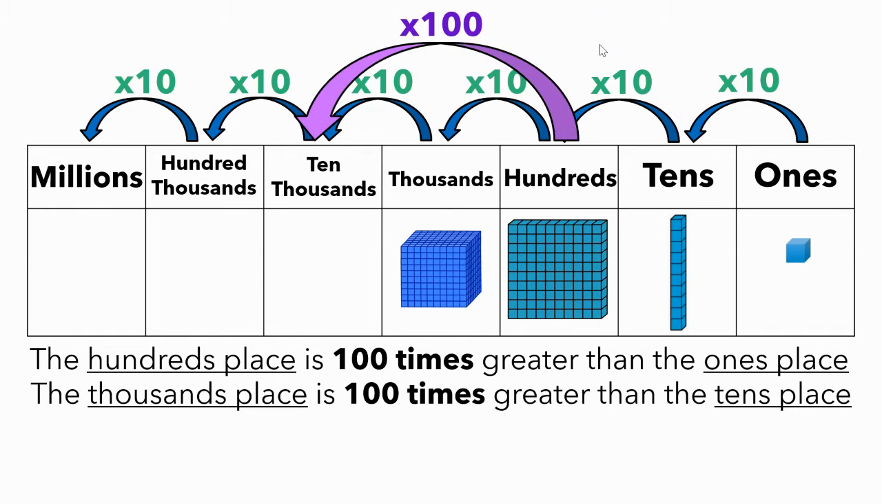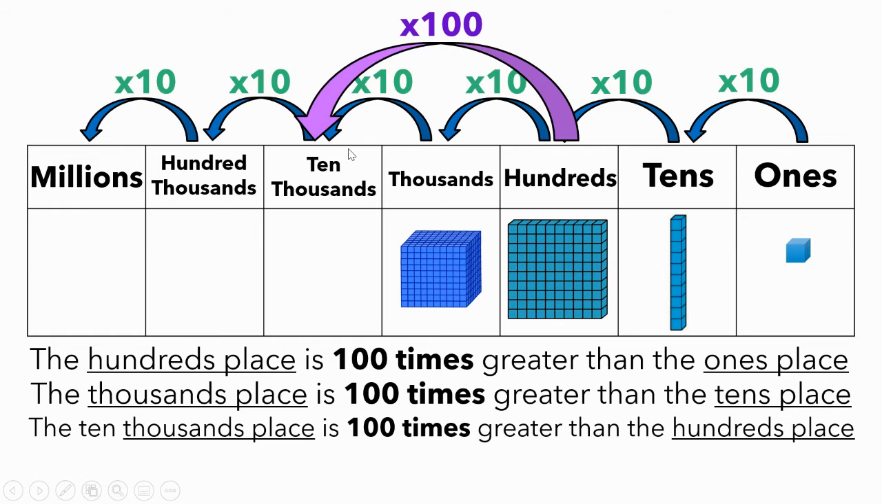Now let's compare the 10,000s place to the hundreds place. If we started in the hundreds place, we'd move over 2 place values to the left. So that's 10 times 10, which is 100. So the 10,000s place is 100 times greater than the hundreds place. We can see when we move 2 places to the left, we are getting 100 times greater.